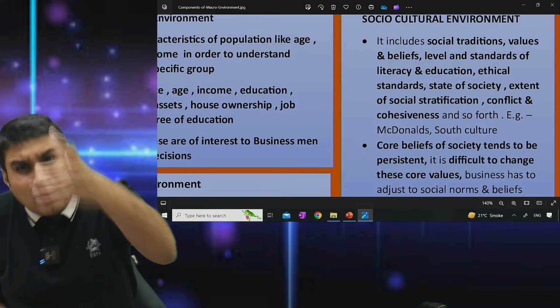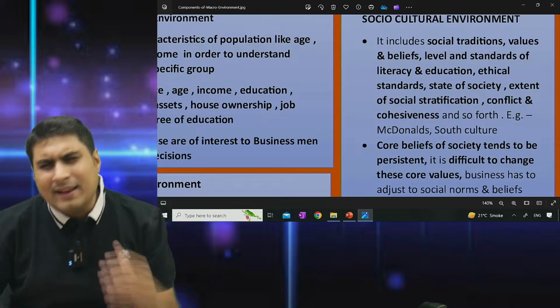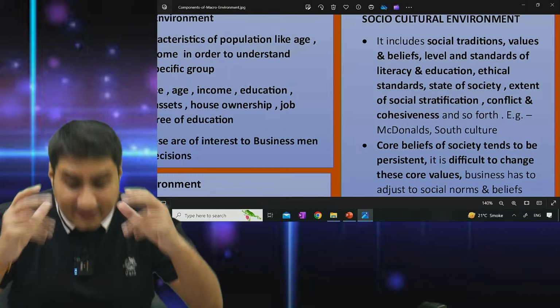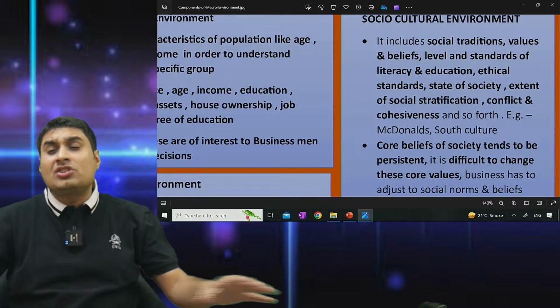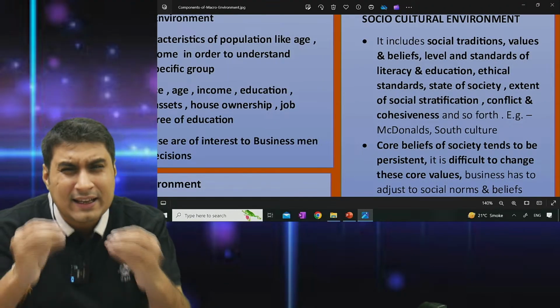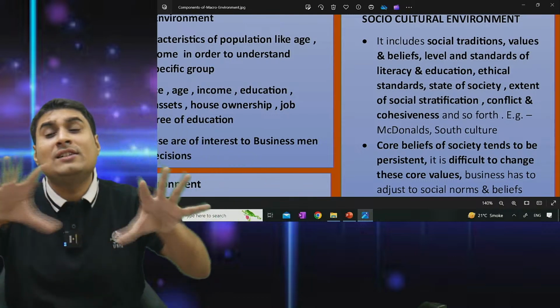Next, socio-cultural. Does culture also have an impact on business? Of course. It is the values, tradition, beliefs, customs of the society. How our society will work. Core beliefs of a society tend to be persistent and will not change. Culture, value, belief, tradition, all this has an impact. You have to understand, India is also culturally divided.